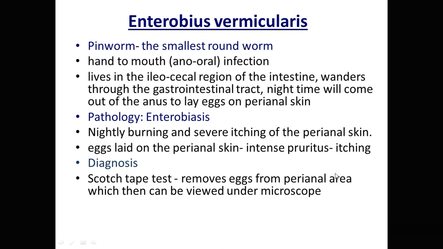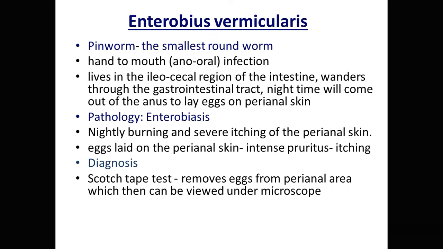I will not repeat. And Enterobius vermicularis, this is a very small roundworm, and it is transmitted through hand to mouth. Very often we have hand to mouth transmission. From the eggs, the female and male worms hatch, and they live in the ileocecal region of the intestine, and they can wander through the gastrointestinal tract, and at night time they can come out of the anus to lay eggs on perianal skin, and it leads to burning and itching in the perianal area.